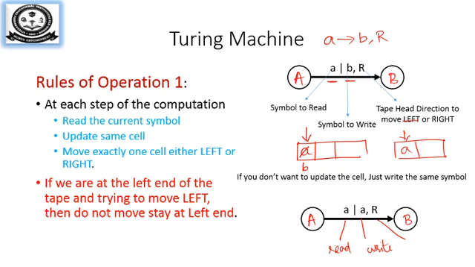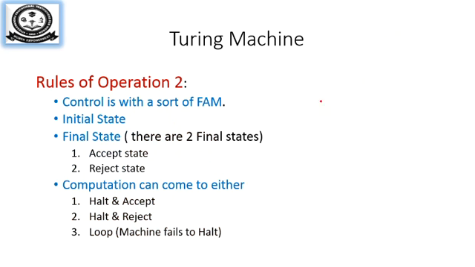Now the second set of operations: the control is similar to a finite state machine. It has the same initial state, where the control unit has to start from, and it will have final states. Here there are two types of final states: one is an accept state and another one is a reject state.